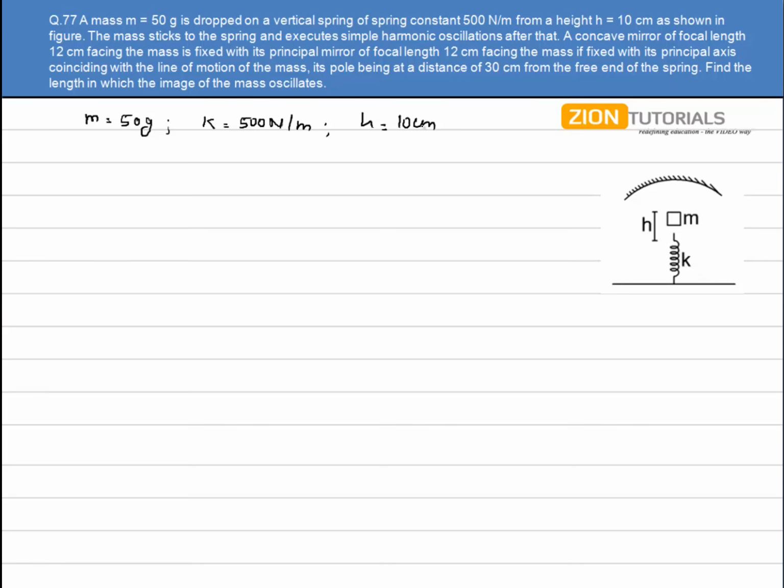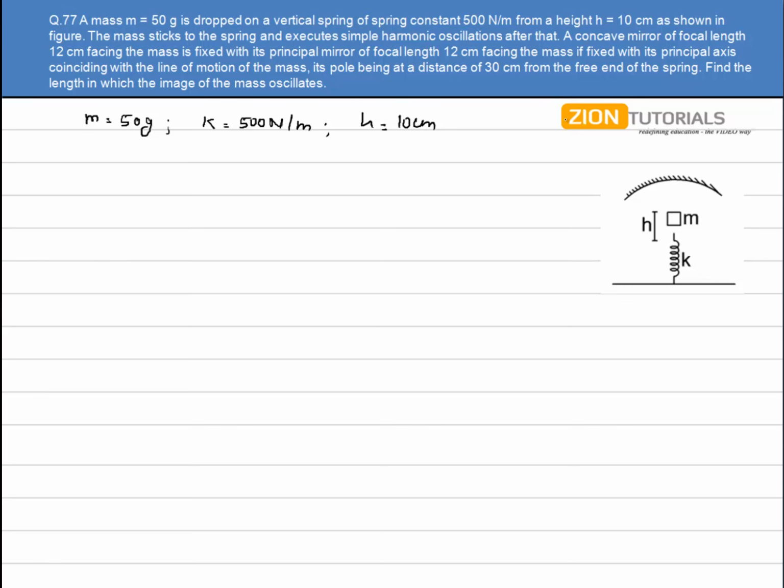After that, a concave mirror of focal length 12 cm facing the mass is fixed with its principal axis coinciding with the line of motion of the mass, its pole being at a distance of 30 cm from the free end of the spring. Find the length in which the image of the mass oscillates.